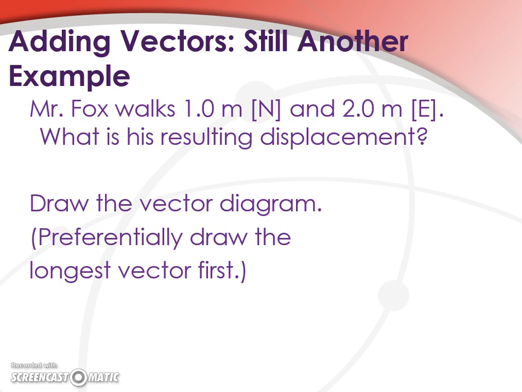So to start this problem, and it's my strong recommendation that you follow this with virtually any of the two-dimensional vector problems, you should draw the vector diagram. And usually you'll find it easiest to draw the longest vector first. So let's do that. We've got 2 meters east, followed by 1 meter north. And our resultant vector, the addition of these two vectors, is as shown in red.